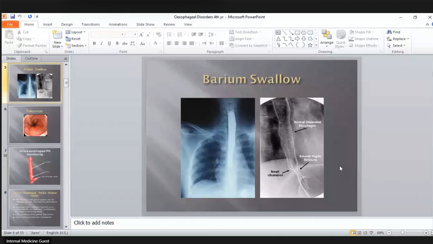So this is a simple barium swallow. We give the patients a substance called barium. Upon X-ray, it appears whitish in color, and it lines the esophageal wall. As you can see here at the lower end, this is the area of the lower esophageal sphincter. There is a small ulceration and a smooth peptic stricture down here. So we can easily diagnose strictures, whether benign or malignant. Sometimes we can diagnose achalasia and other disorders by using this modality.